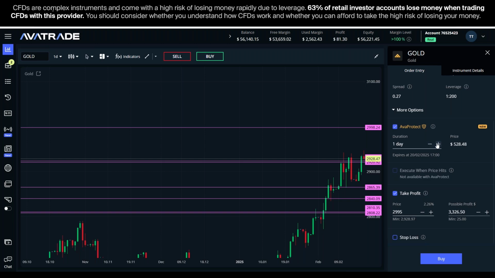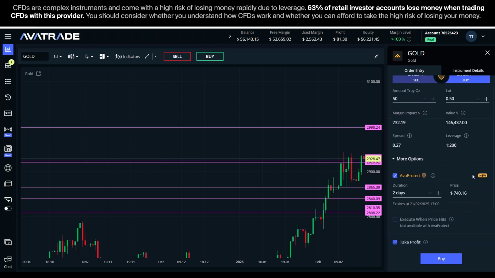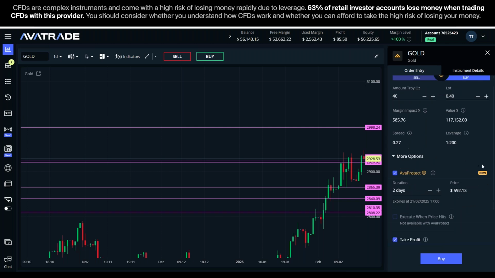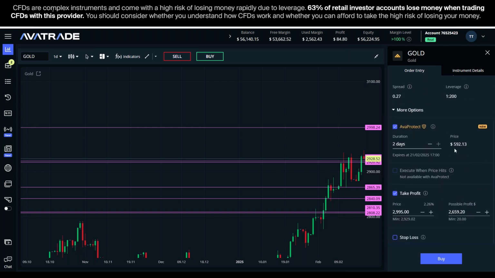And I can even do 2 days protection. Doesn't cost that much more. 740. It's a little more than 1% of my balance, but I get double the protection time. Now I could just lower the trade size a bit, 0.4, and now I'm around 1% again. 592, 561 would be 1%, but now I have 2 days protection, and you know the profit in the end could still be over 2,600.